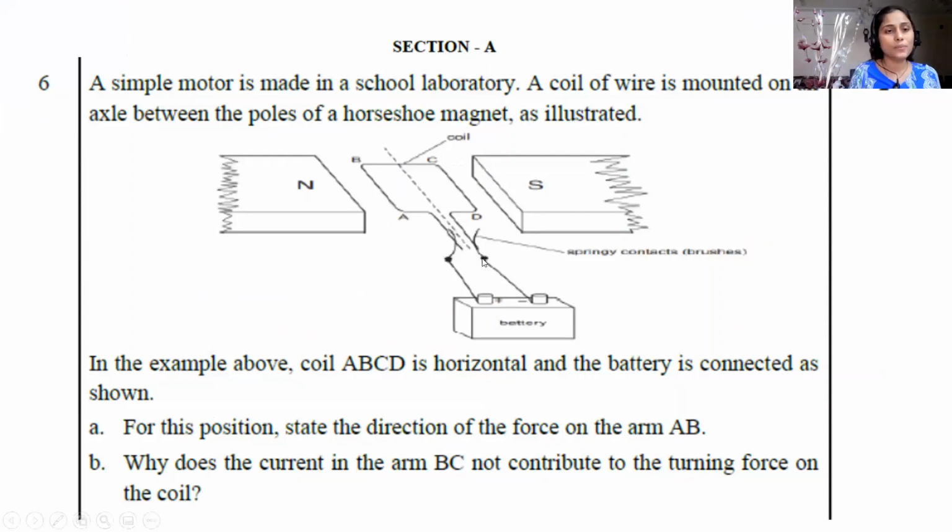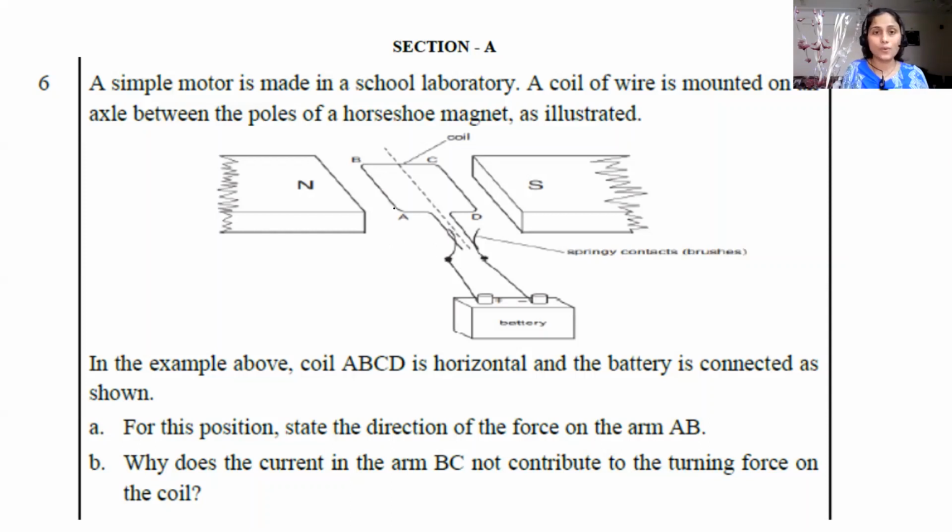In section A, there was question number 6, which was as follows. As shown here, we have horseshoe magnets, the North Pole and the South Pole. We have a rectangular coil, and this is a battery. What they are asking in this question is, for this position, state the direction of the force on the arm AB. Whether the force will be in the upward direction or the downward direction, that is the answer we have to give.